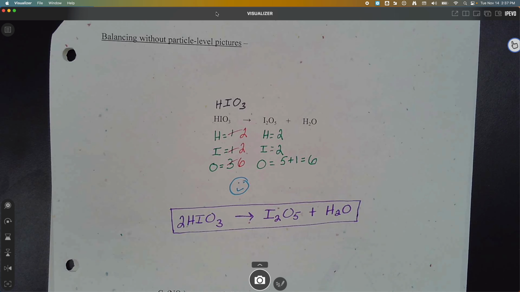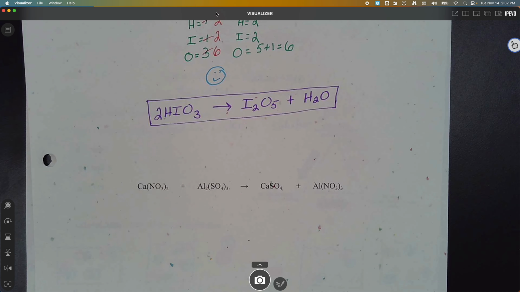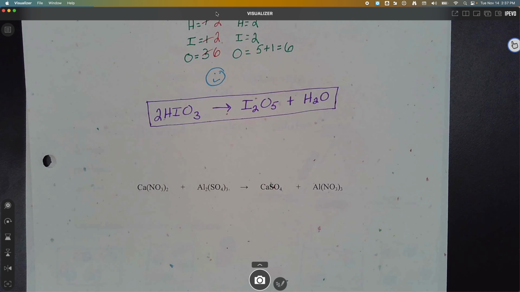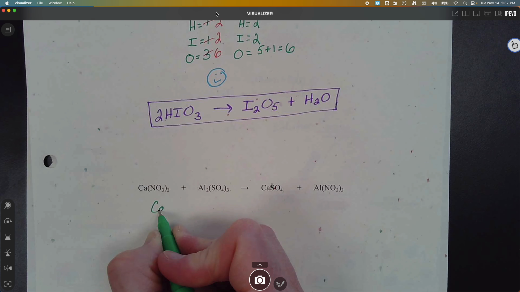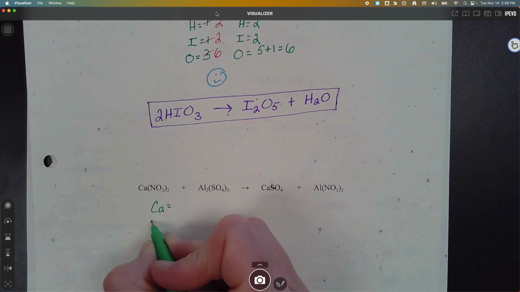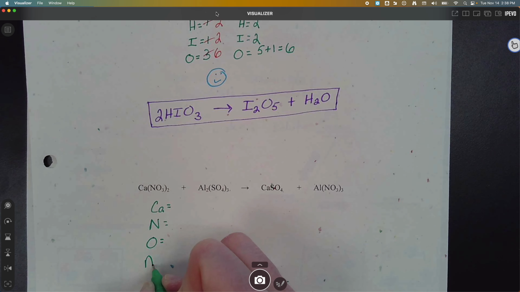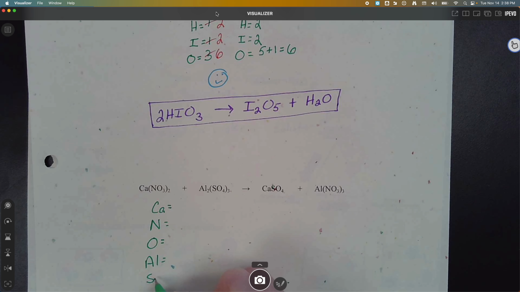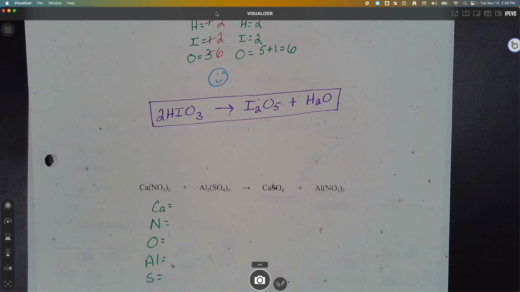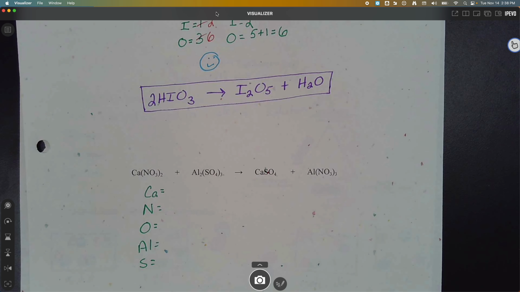Now the question did come up, can we do this with ionic compounds? Sure. Here's one that's got some ionic compounds in it. So we start out with a list. List all the elements present. So I've got calciums, nitrogens, oxygens, aluminums, sulfurs, and some more oxygens, but we're going to count those oxygens up with all the rest of them.